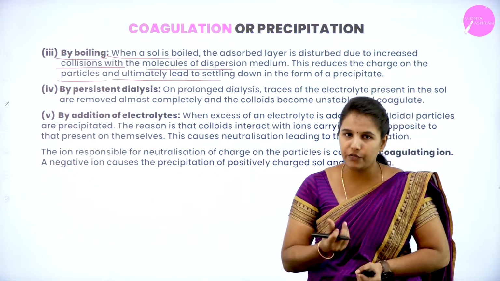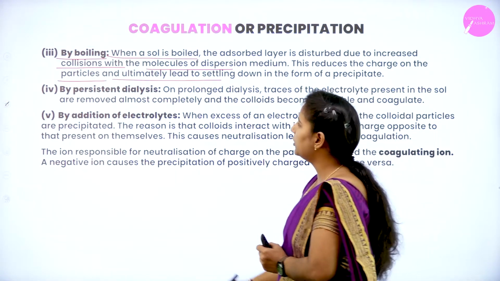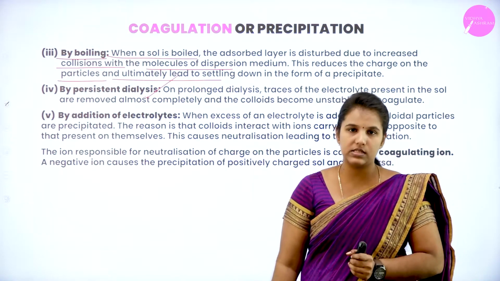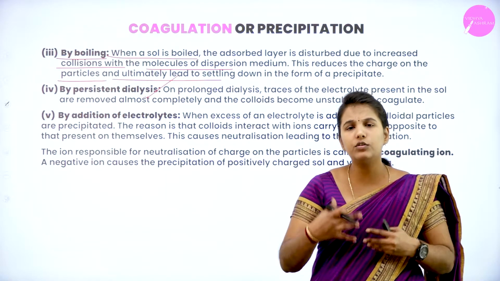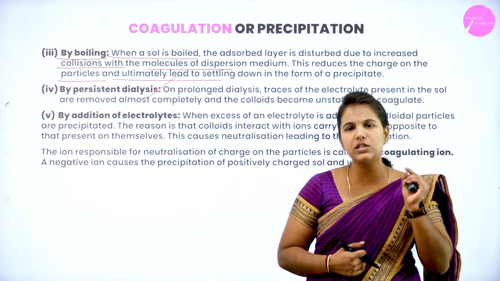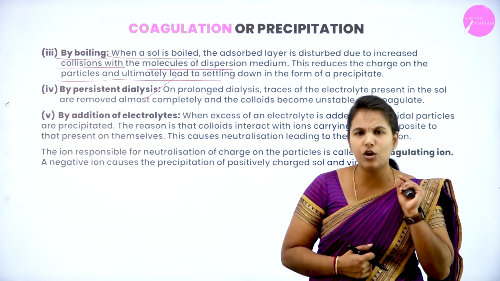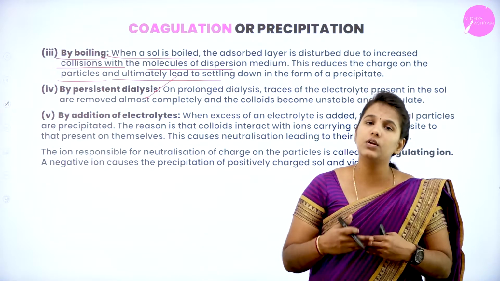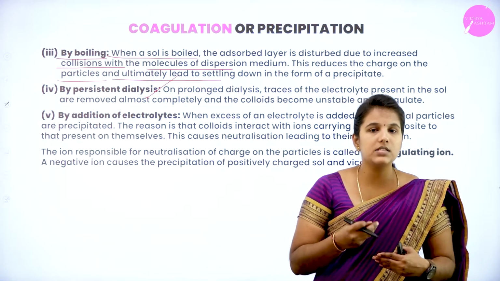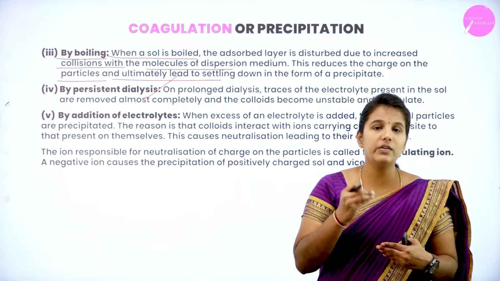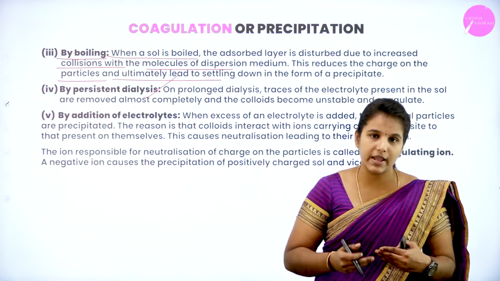This is another way. And there is one more method known as persistent dialysis, which means that if you do the dialysis continuously, even the small quantity of electrolyte present in your colloidal solution will be completely removed, so that the entire colloidal solution will settle out, or it will become stable, or you can say that it will become neutralized.